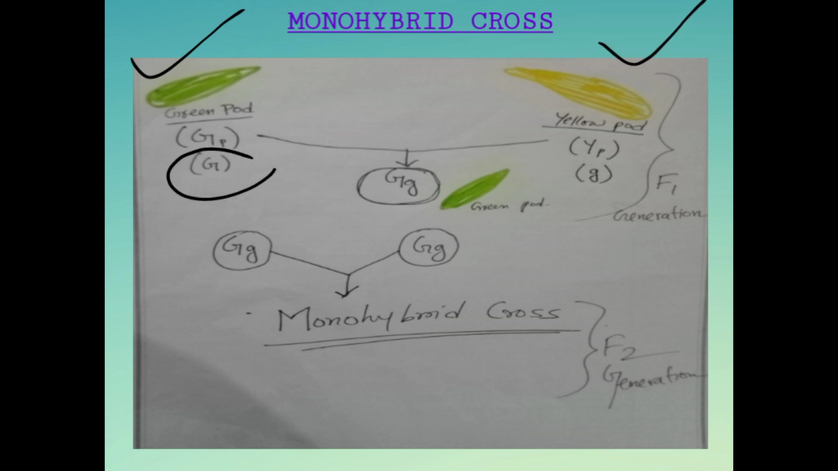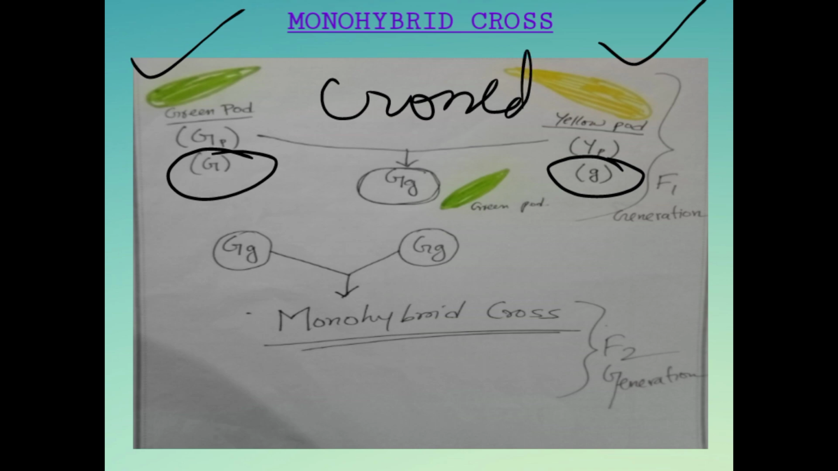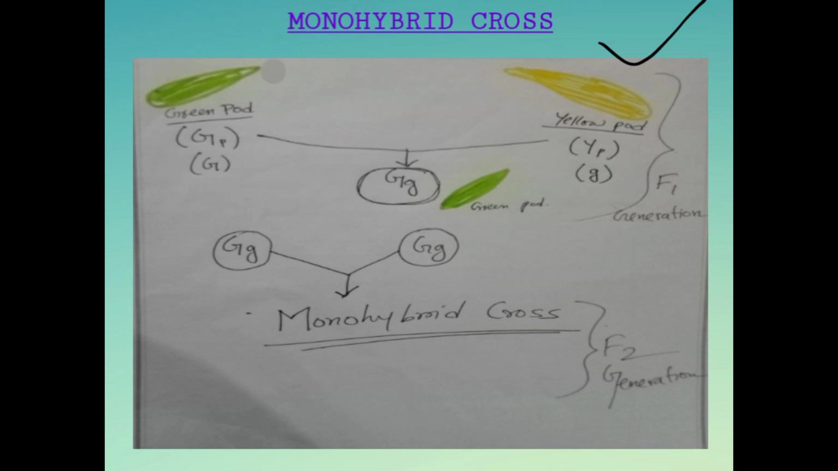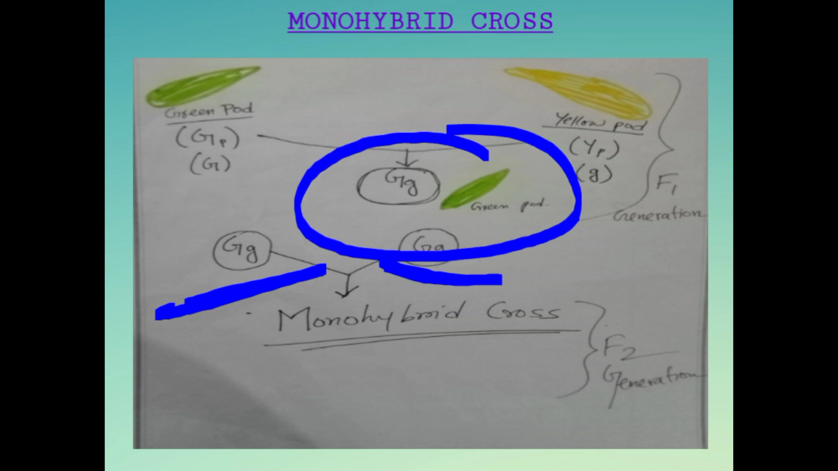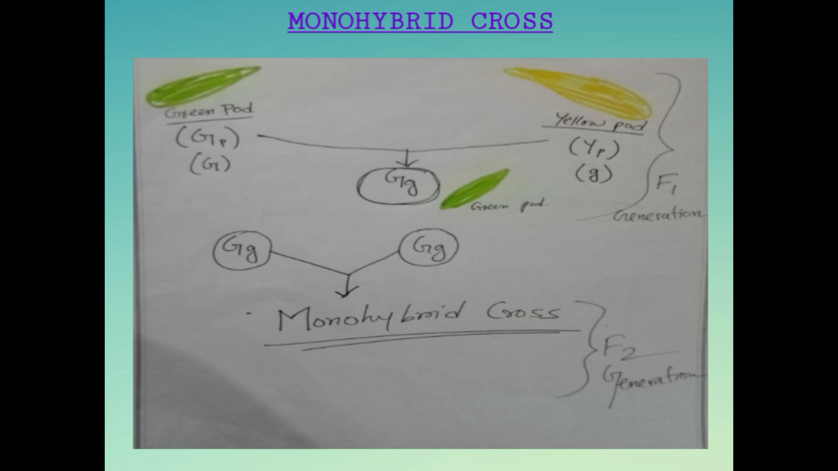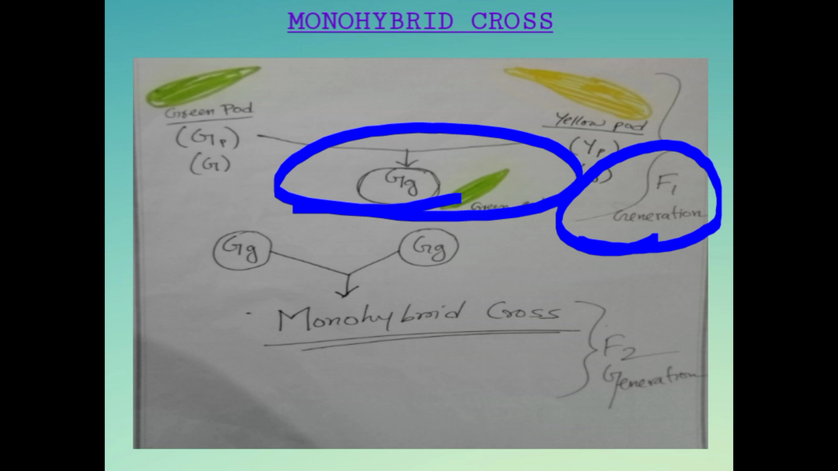If I represent the green pod as capital G and the yellow pod as small g, then when they are crossed, we get Gg, that is capital G small g, but the color of the pod will be green, because the dominant character is always expressed. Now when this type of plants are crossed the first time, it will give the F1 generation.